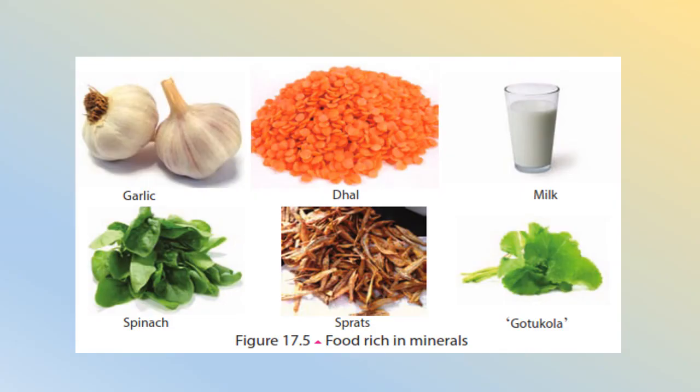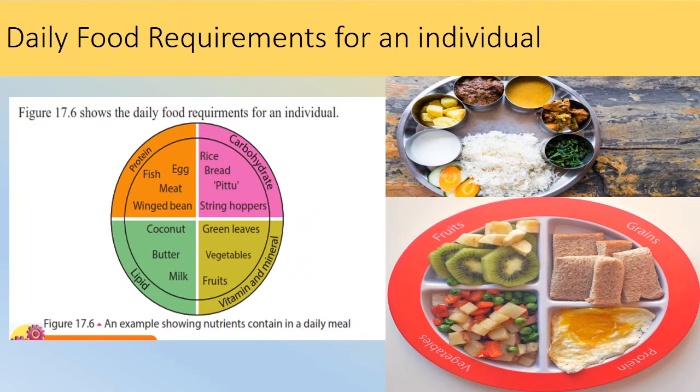So children, you can observe the picture and see some foods that are rich in minerals. For example, garlic, dal, milk, spinach, sprouts, dried fish and gotukola. So concerning the daily food requirements for an individual, you must include carbohydrates, proteins, vitamins, minerals and lipids in your diet. So when planning your meal, children, make sure that you include all these nutrients in your food to maintain a healthy diet.